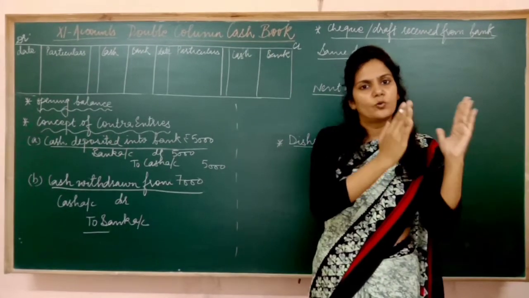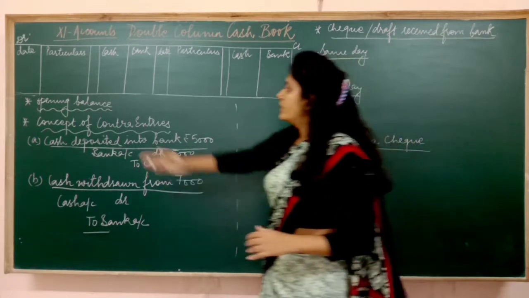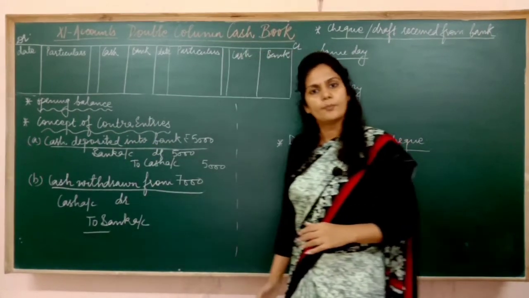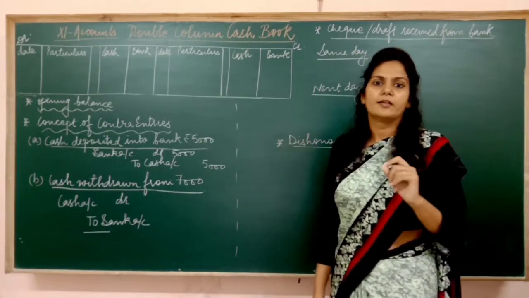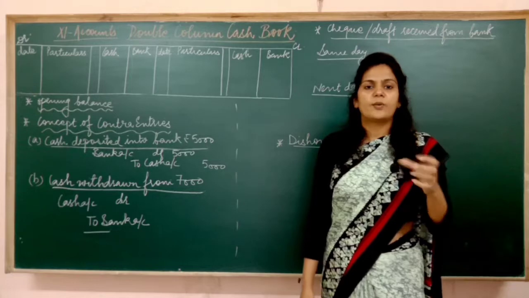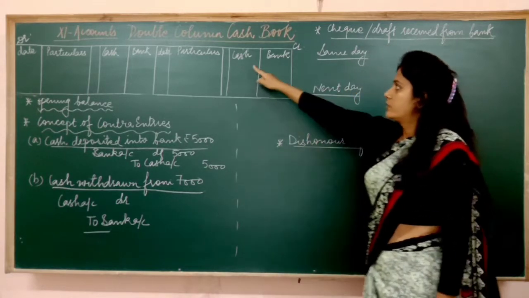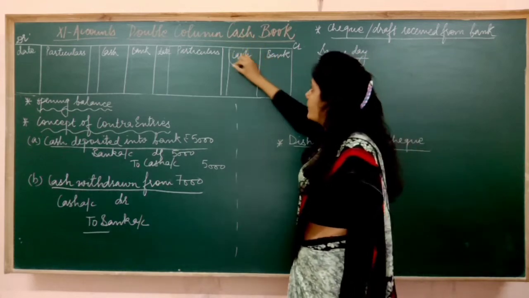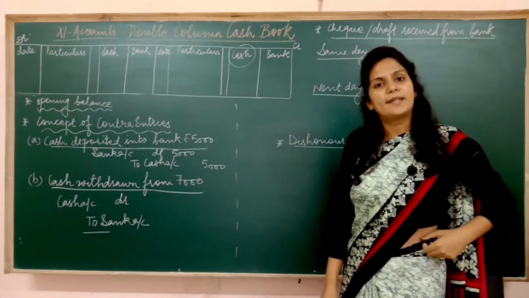So last month's closing balance becomes this month's opening balance. Similarly, bank will also have an opening balance. But one thing you need to make a note of. Just keep a pen or pencil with you and note down this thing. A cash book, or you may say a cash column, will always and always have a debit balance.